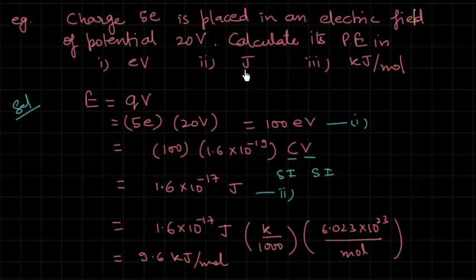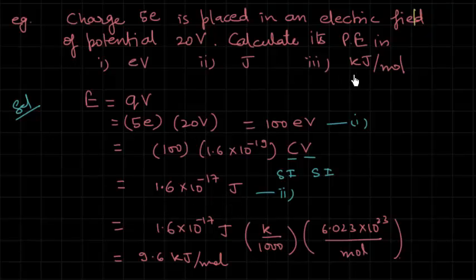For the second part, since now SI units are concerned, we need to write e in its SI unit. So e is 1.6 into 10 to the power minus 19 coulomb. So coulomb is in SI and V is in SI. So both coulomb and V are in SI. So this becomes 1.6 into 10 to the power minus 17 joules.